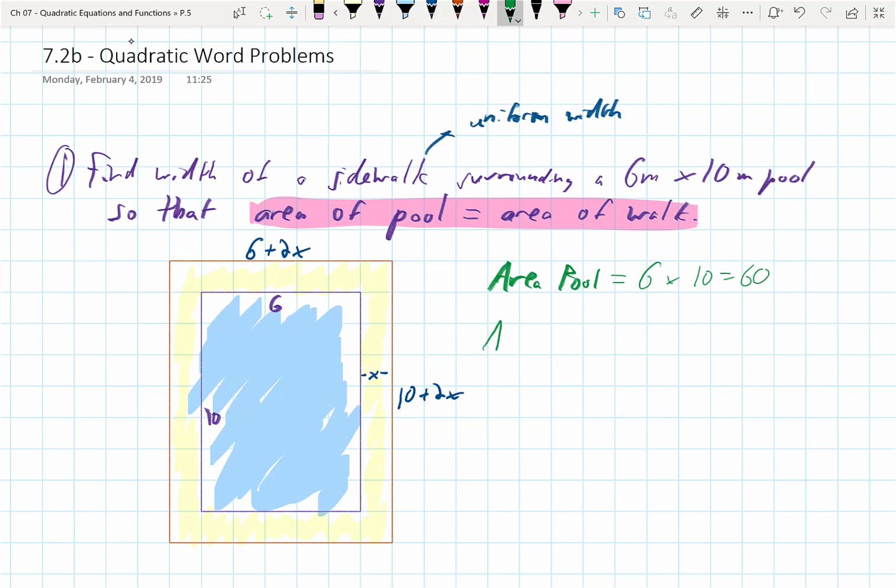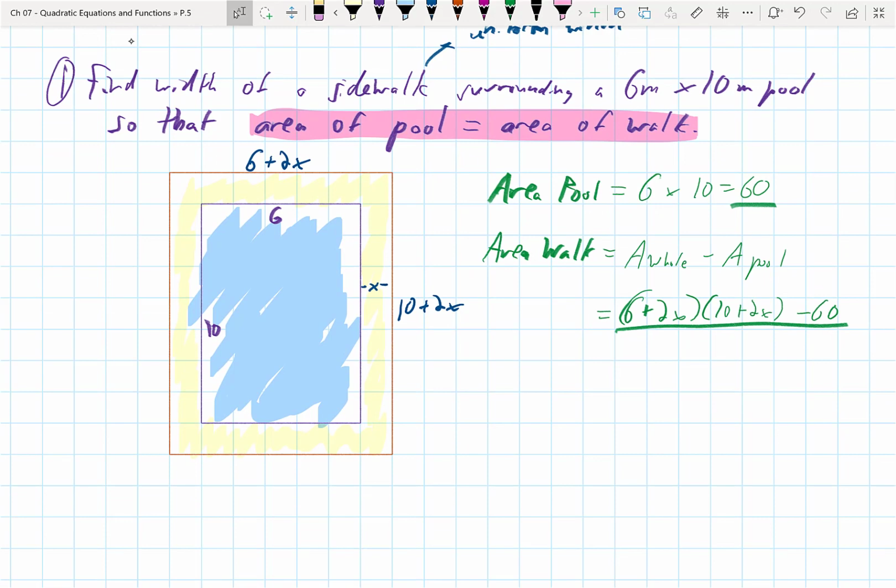The area of the walk is equal to the area of the yellow thing. That's the area of the whole minus the area of the pool. So the area of the whole is 6 plus 2x times 10 plus 2x, minus 60. So that is the area of the walk, and it says the area of the walk is equal to the area of the pool. That should help us set up our equation.